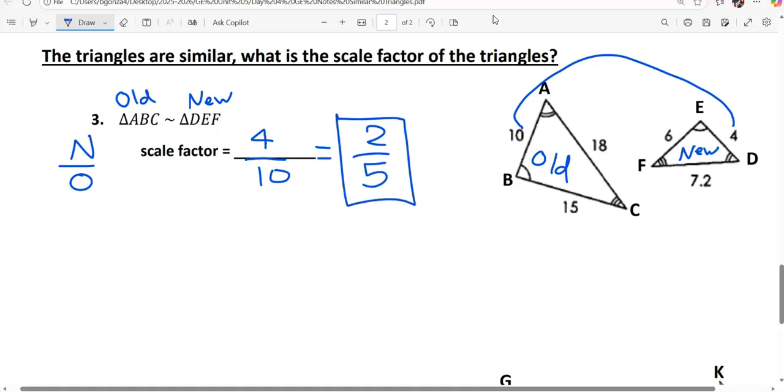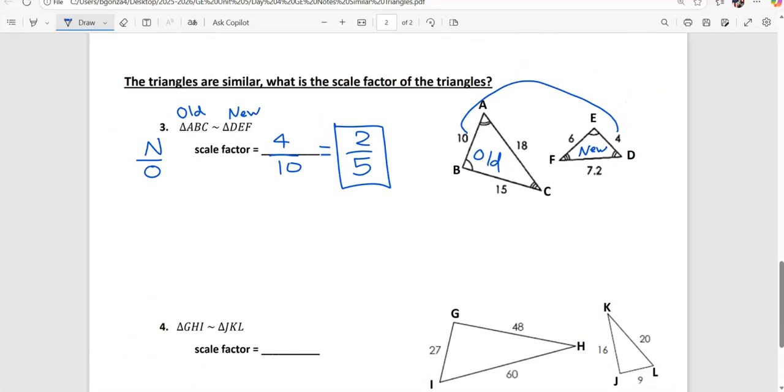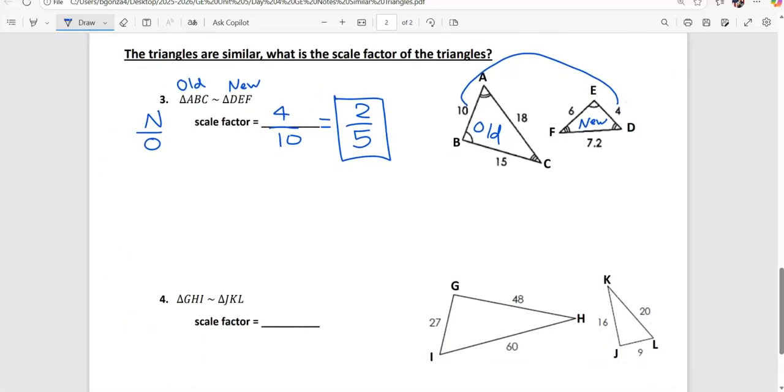See how that works? It really just depends. If you were going the other direction, it would be 5 over 2 because you're getting bigger, but this one's getting smaller. Okay? So that's how this works. New over old. What about number 4? Same idea.